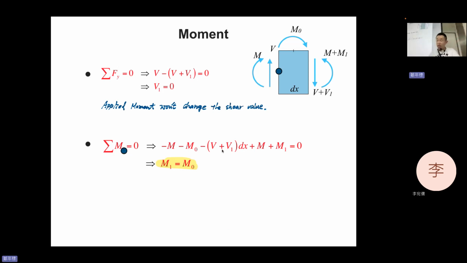So again, this is really similar to what we've done in our first example, right? So the change of moment is the value of the applied moment. Okay?